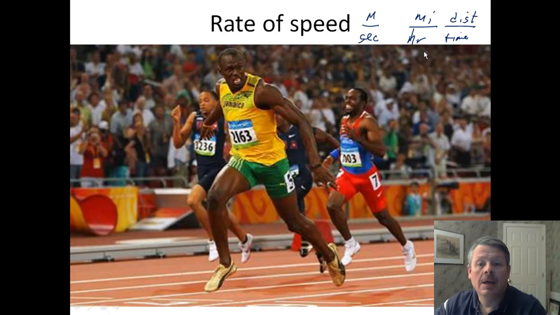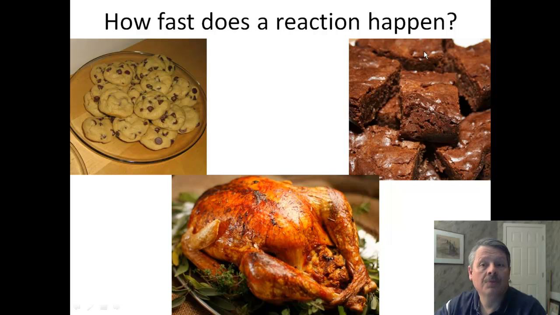So that is what we're going to focus on, a rate of speed, how fast something is going. Of course, we're talking about chemistry, so we're talking about the rate of speed of molecules. How fast does a reaction happen? If you look at cookies, it might take you 7 minutes to make some cookies. Whereas brownies might take 28 minutes to bake, and turkey might take 3 to 4 hours. So reaction rates are different based upon the thing that is reacting.